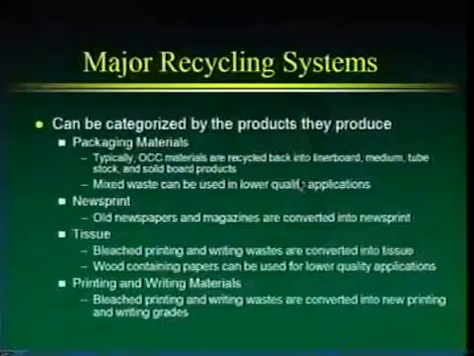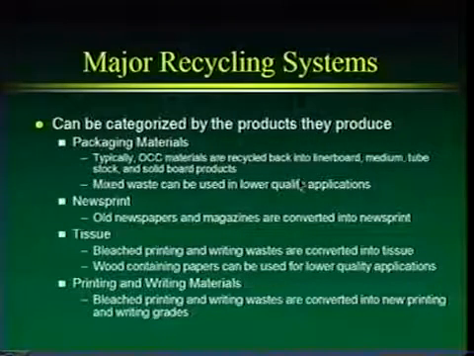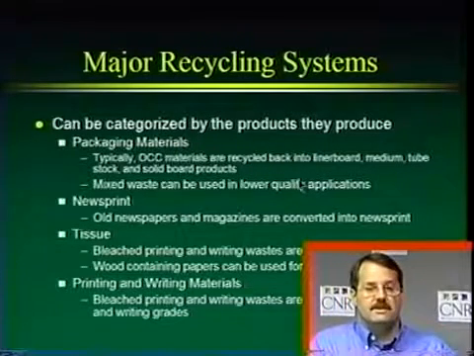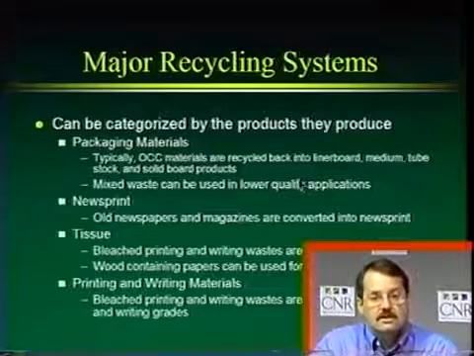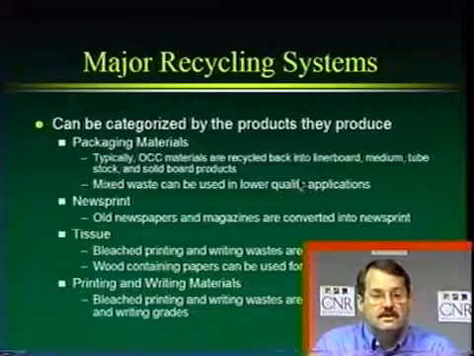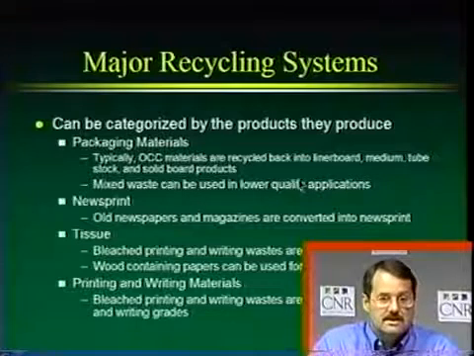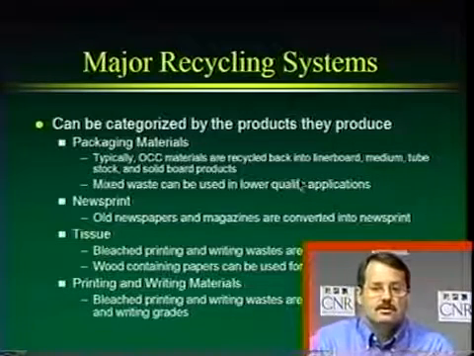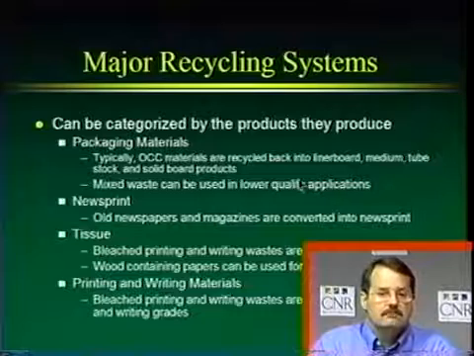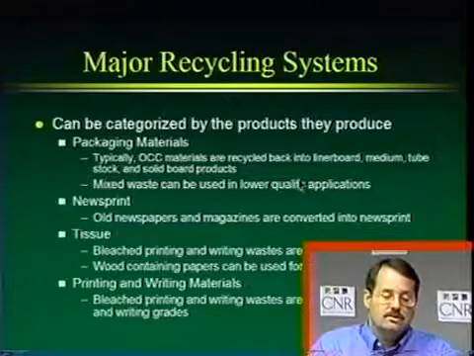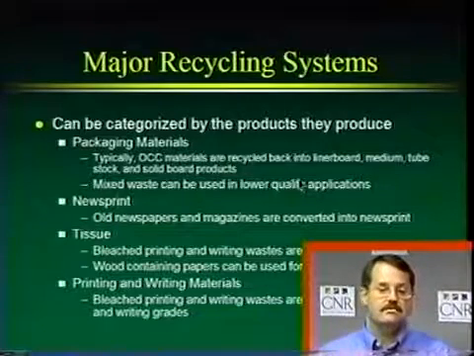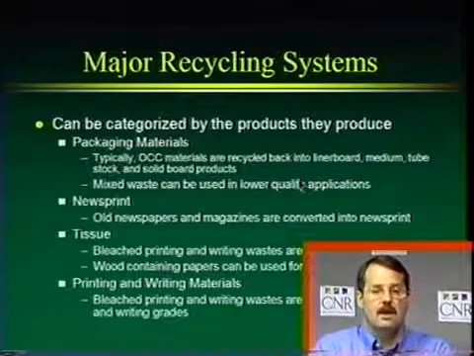Okay, so the next thing I want to talk about is the major recycling systems. We can generally categorize these from the materials, the products that we're making. First category is packaging materials, the brown grades, for instance. Typically OCC materials are used to make liner board, medium, and tube stock, and things like that. So basically we're using old corrugated containers to make new corrugated containers.